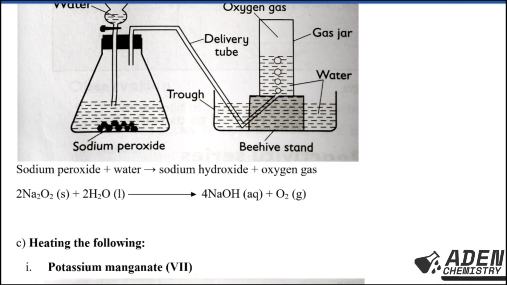Let's write the chemical equation. 2 moles of sodium peroxide plus 2 moles of water will give us 4 moles of sodium hydroxide and 1 mole of oxygen gas.